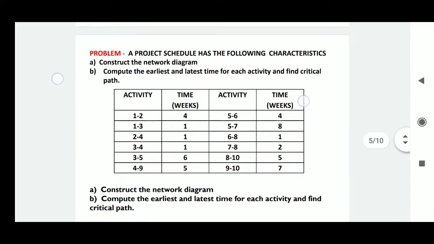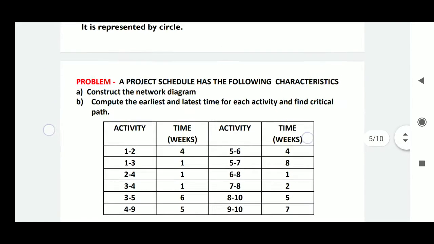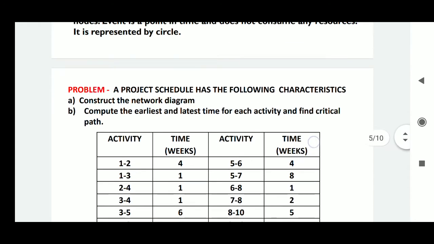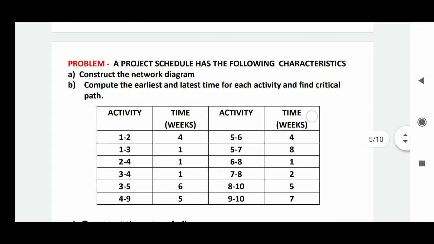The problem is given: a project schedule has the following characteristics. You have to construct a network diagram for the above project, compute the earliest and the latest time for each activity, and find the critical path. The activities and the time durations are given in weeks. So you first have to construct the network diagram for that project, and then calculate the earliest and latest times.